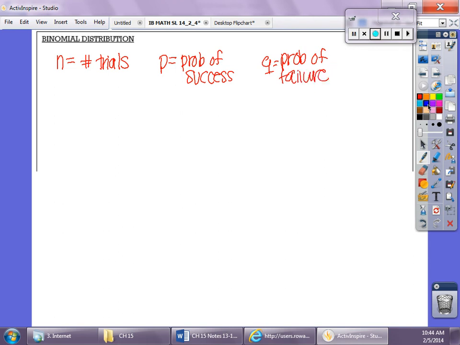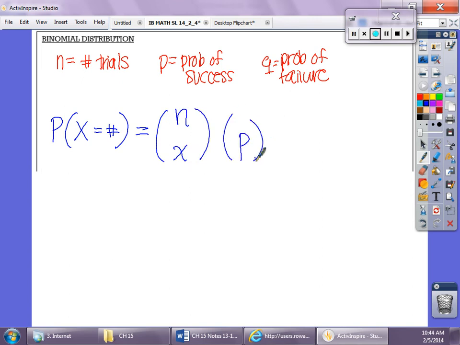And once you have that, you pretty much have everything you need. So, binomial distribution is going to look like, if I want to find the probability that x is equal to some number, how many successes I want, that will be equal to n choose the number of successes I want, times p to the number of successes, times q to the n minus number of successes, which would be the number of failures. That should look exactly like the binomial distribution.